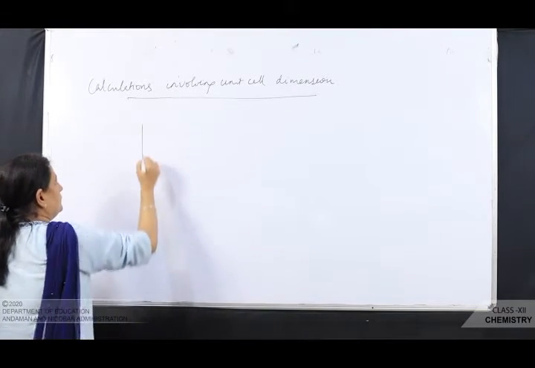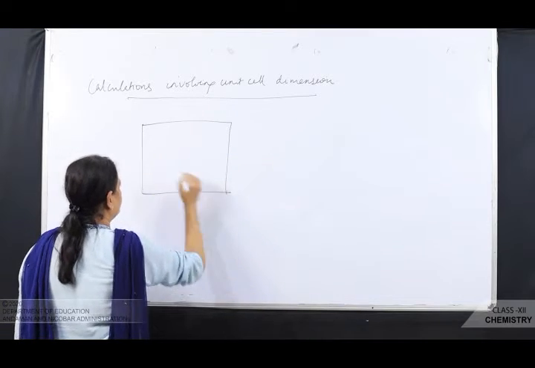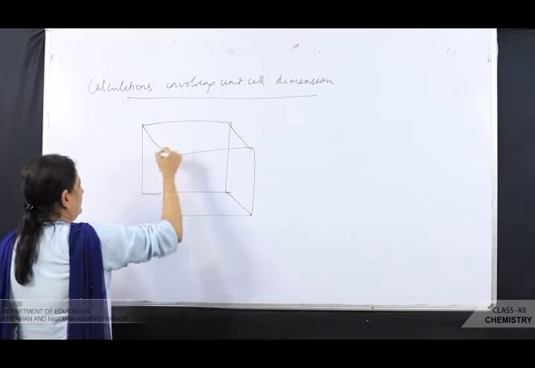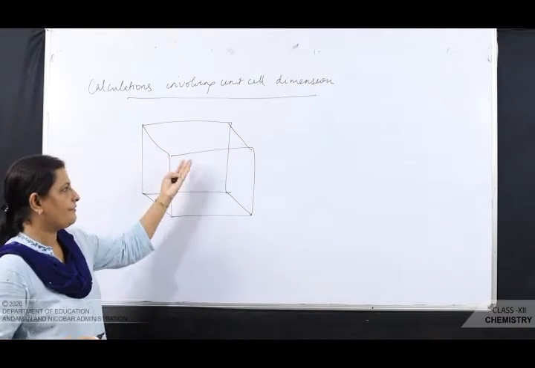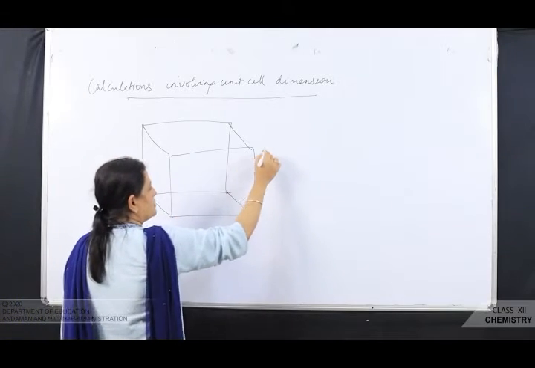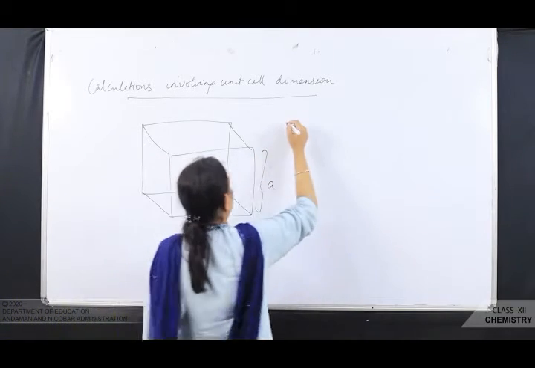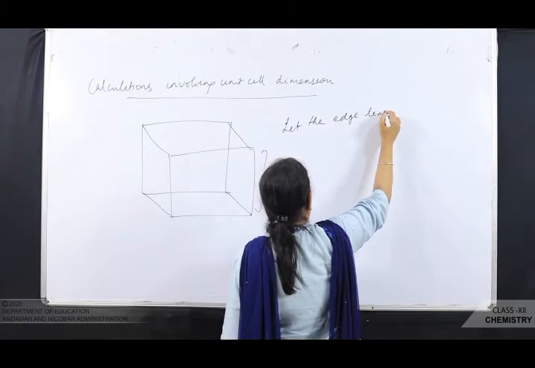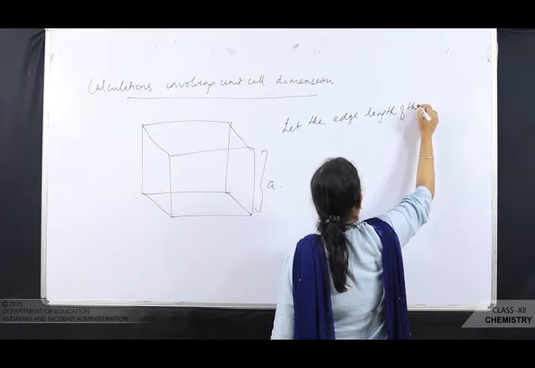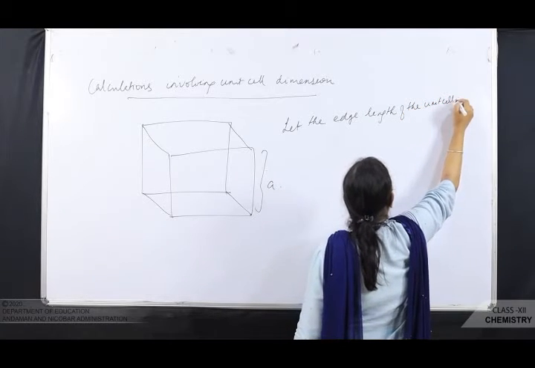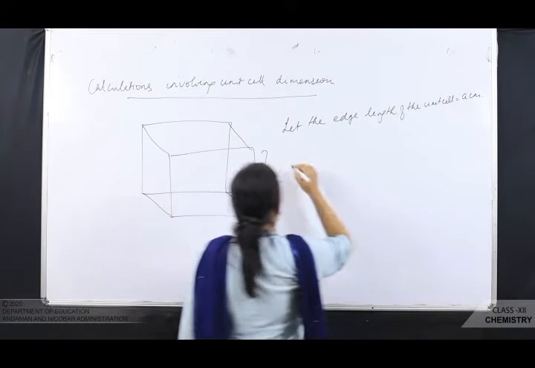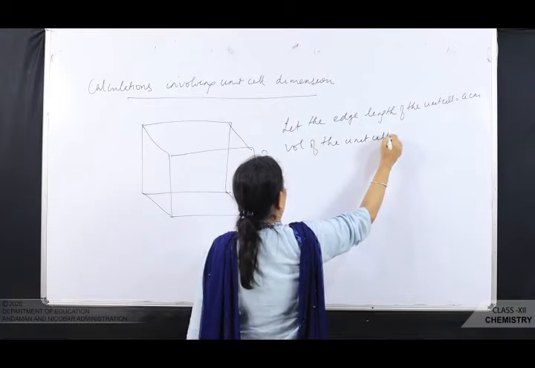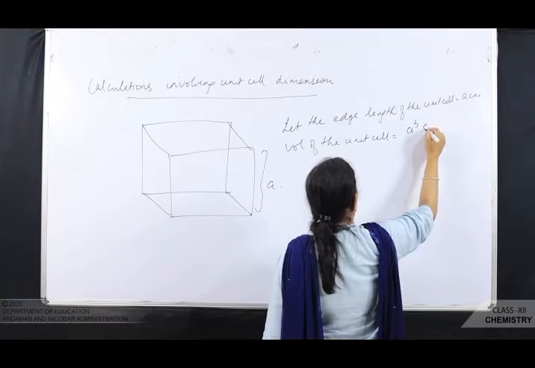So, how will you calculate the density of the unit cell? Let us consider a unit cell which is having particles. It can be simple cubic, body centered cubic, or FCC. And we know the edge length is a. So, let the edge length of the unit cell equal a centimeter. So, what will be the volume of the unit cell? Volume of the unit cell equal to a cube centimeter cube.